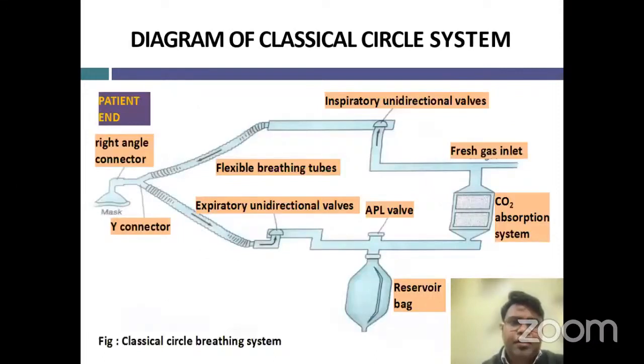This is a diagram of a classical circle system in which gas flows in a circular pathway through two separate channels, that is the inspiratory limb and the expiratory limb. Gas exhaled by the patient is removed by the CO2 absorbent system, which is present downstream in the expiratory limb.